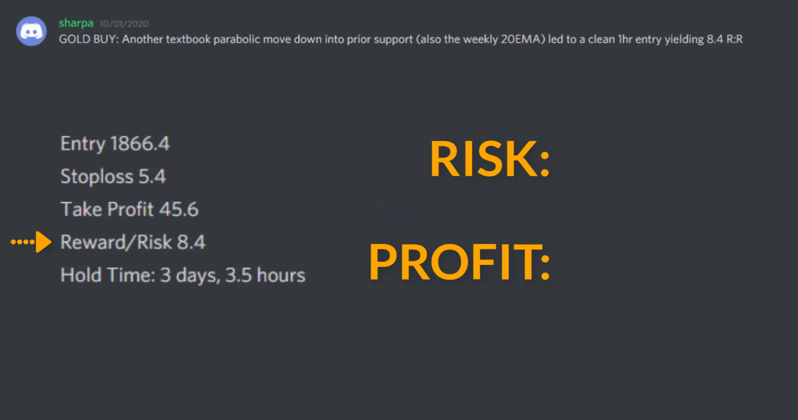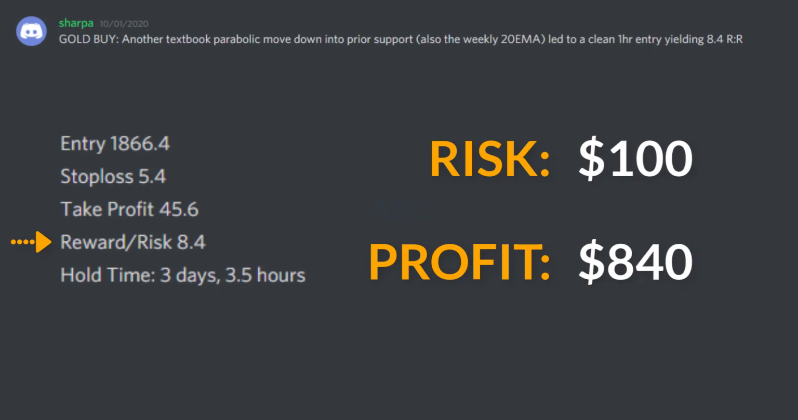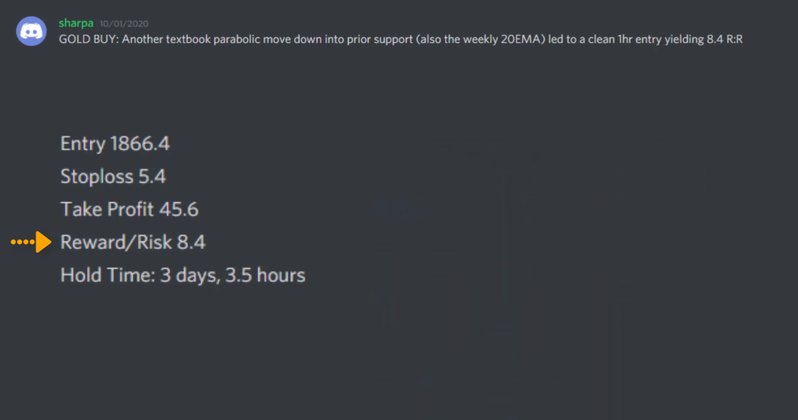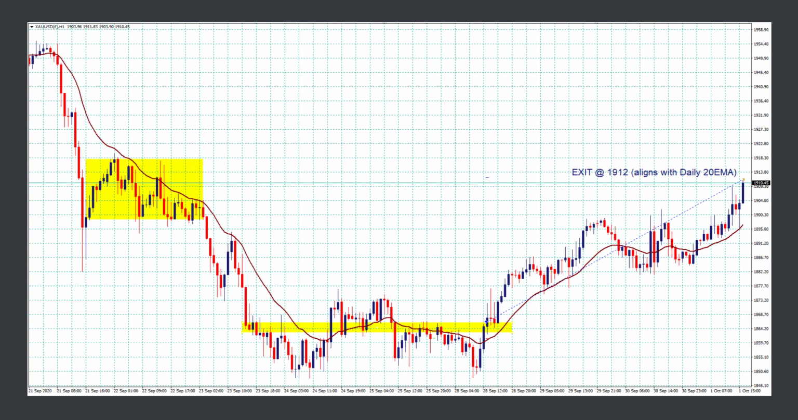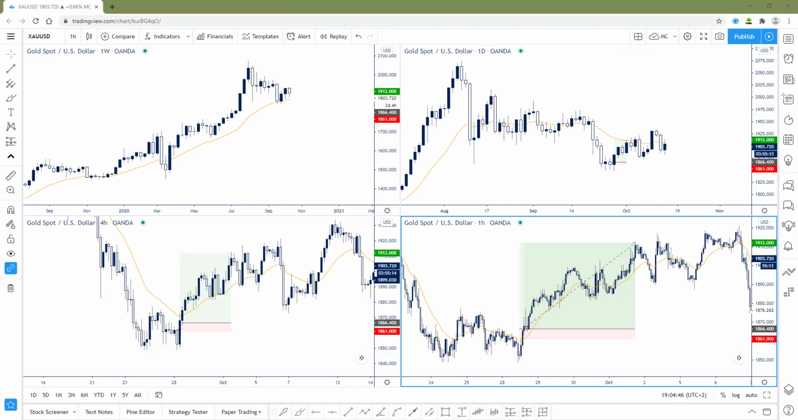And even if you only risked $100, you would still have walked away with $840, which is an amazing return for a trade with a holding time of only 3 days and 3.5 hours. And here you can also see a screenshot from his brokerage chart where you can see his entry and his exit. And now that you've seen the trade details here, let's head over to TradingView and break down the price action context. And if you would like to check out TradingView, if you're not familiar with it yet, you can click here to check out our 30-minute tutorial on how to use TradingView.